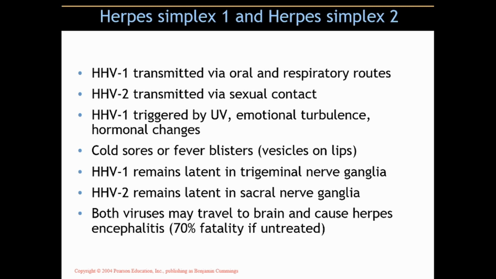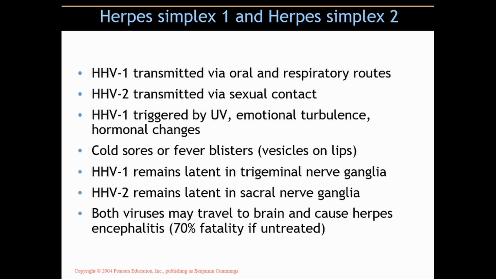HHV1 and HHV2. HHV1, those would be our cold sores. It's transmitted via oral and respiratory routes. HHV2 is transmitted via sexual contact. So how do these cold sores appear, or sometimes we call them fever blisters, which would be vesicles on our lips. Ultraviolet light, emotional turbulence, and hormonal changes can cause this, and so you develop a cold sore. You're a stressed out college student. You develop a cold sore as a result of that. It's finals week, and you've got papers to write, and all this turbulence then causes a reactivation of HHV1.